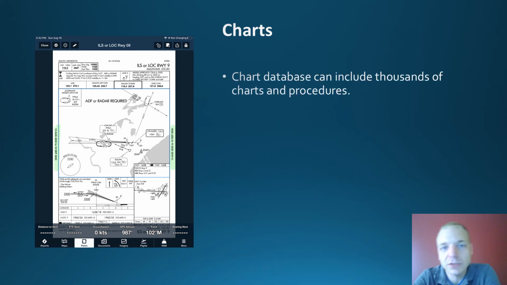So charts, kind of like we touched on earlier, there can be thousands and thousands. I mean, you can have charts for the entire lower 48, Canada, Alaska, and you can have all that downloaded. It just kind of depends on the capabilities of your EFB, your tablet.